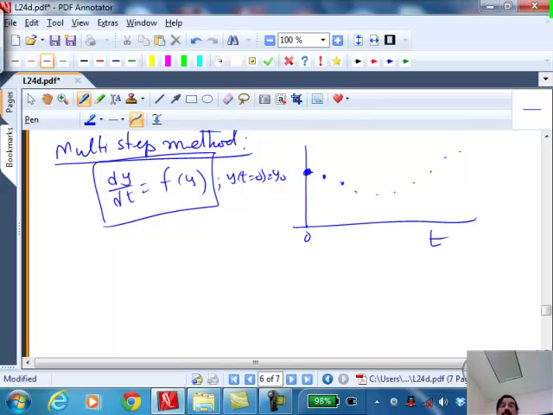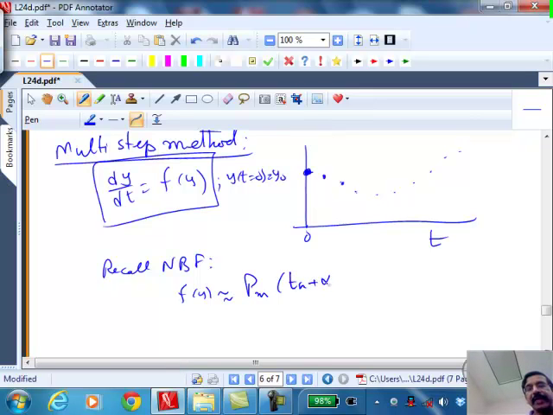So how do we develop them? Okay, we develop them by using Newton backward polynomials, because forward polynomials is what we used before, and they require future values which we don't have. So we want to use the values from the past as efficiently as possible. So if you recall the Newton backward formula, f of y is approximated by a polynomial of degree m with t_n plus alpha h. t_n is the current reference point, alpha is my new transform variable, and h is the step size.